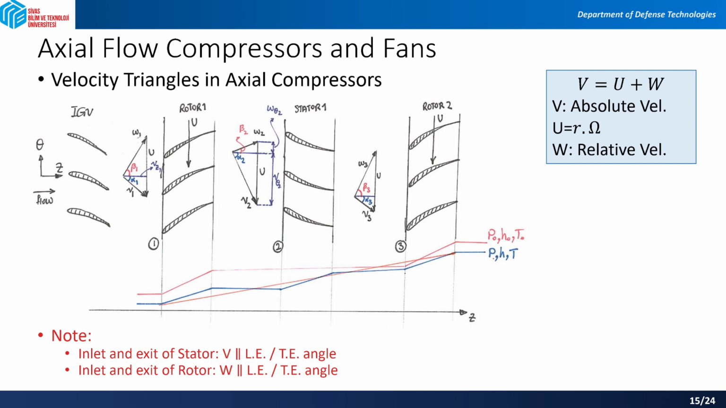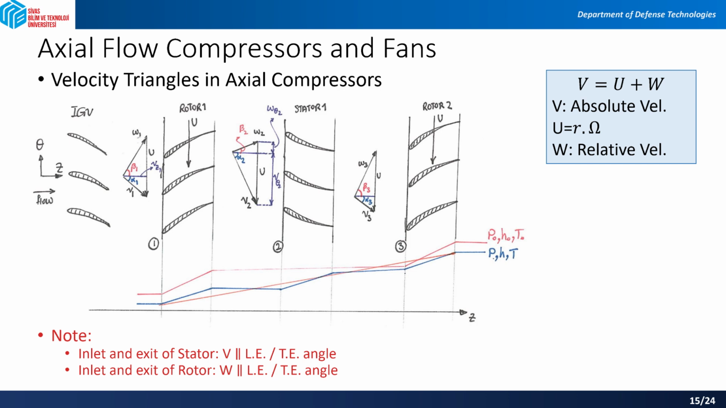And after passing the inlet guide vanes, the flow is guided this way, which we are showing by the v1 vector. So v is our absolute velocity vector. And whatever angle this v is making with your axial direction or z-axis, we call it alpha. So v1 makes alpha 1 angle with the axial or z-axis.